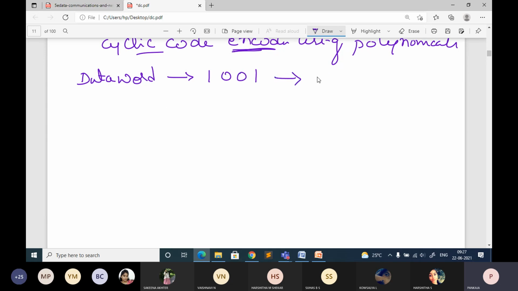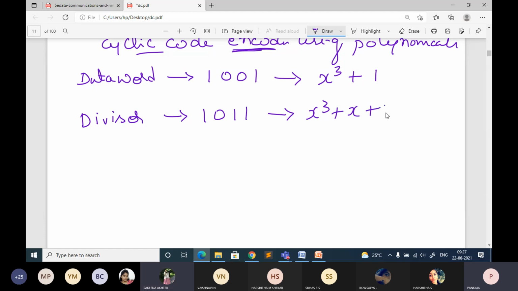When you convert this into a polynomial, what is the answer? Quickly, what polynomial are you going to get for this data word? X cube plus 1. Very good, the answer is correct. Now the divisor, I will take the same divisor we considered for the previous method, that is 1011. Convert this quickly to polynomial representation. X cube plus X plus 1. Very good. Now your data word is ready, divisor is ready.